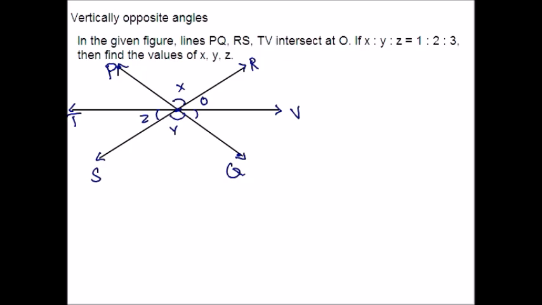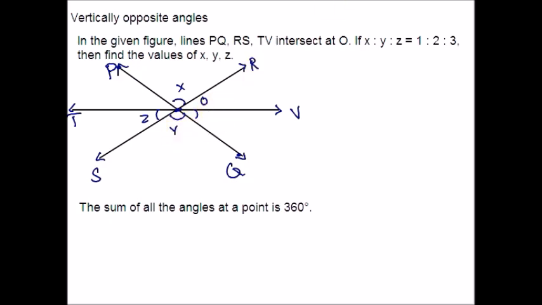Okay, this is an interesting example. Here we are going to use the concept of full angle. That is, the sum of all the angles at a point is equal to 360 degrees. Am I right? From the figure you can say that POR and SOQ equal x degrees, because a pair of vertically opposite angles are equal. Same way VOQ and POT.